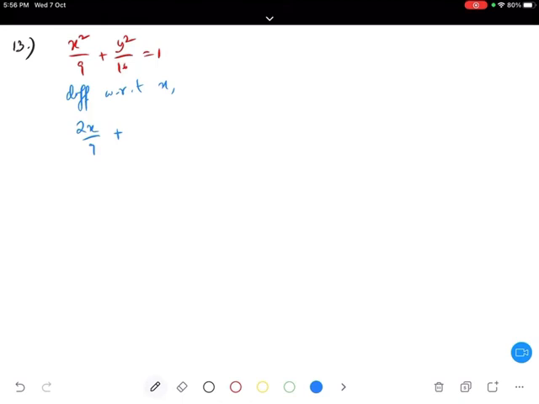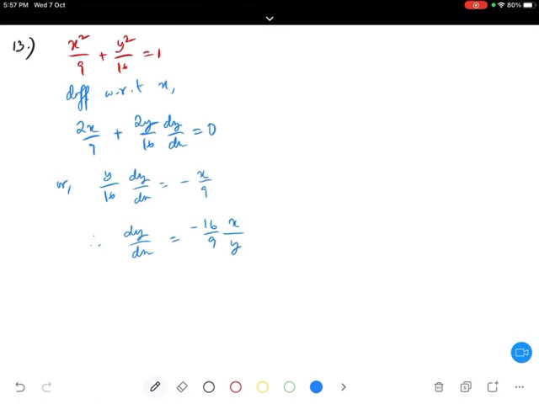It is 2y by 16 times dy by dx, is equal to 0, right? Now this 2 I can cancel. So let us write y by 8 dy by dx is equal to minus x by 9. Now take y by 16 to that side. Therefore dy by dx is equal to minus 16 by 9 times x by y. This is the slope of the tangent we have.